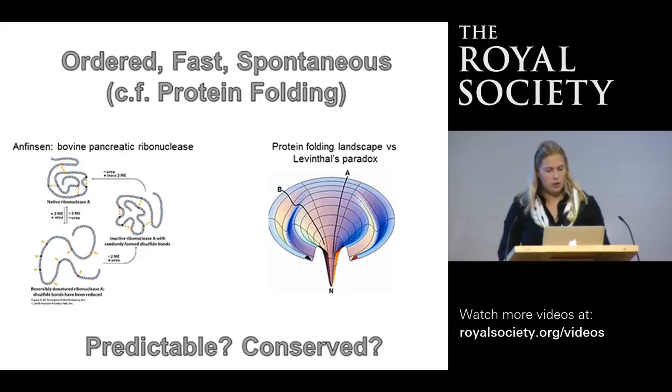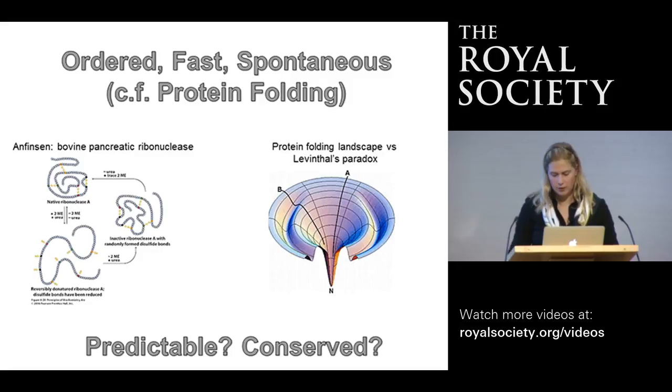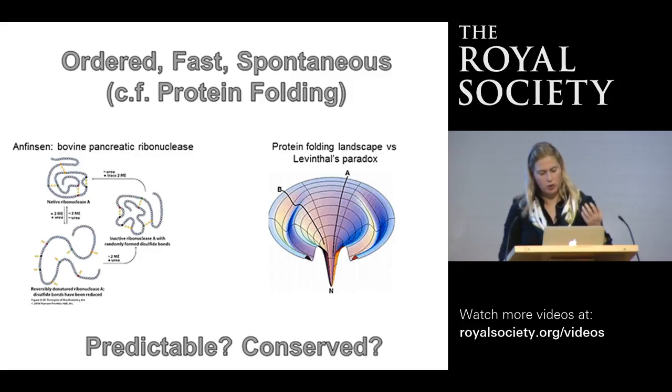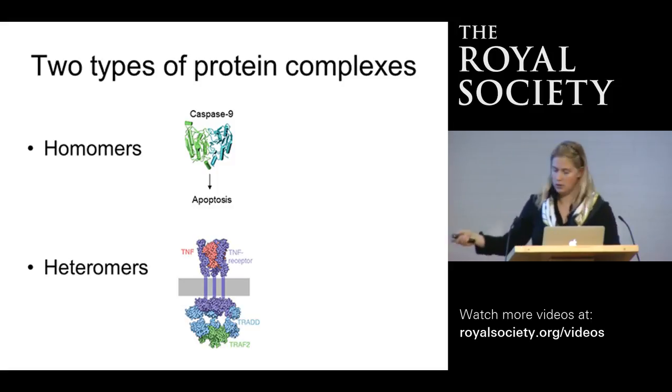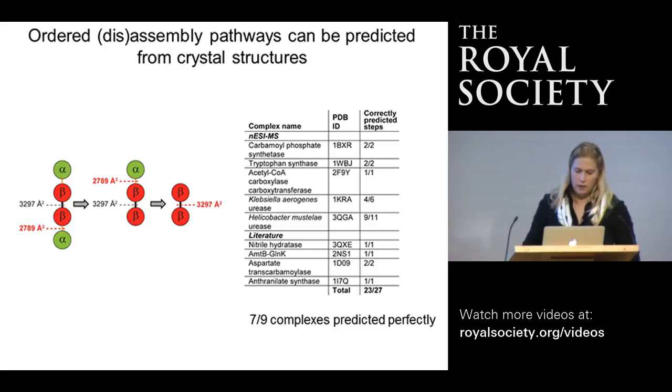And so the question for us is, we showed that you have these pathways that are ordered, and now the question is, can we predict those pathways, and are they conserved in evolution? Because if they're conserved in evolution, then it means that they are important functionally. And so we showed that for homomers, and we're now working on heteromers, these larger assemblies of different types of proteins. As I mentioned, this is an example of a heteromer.